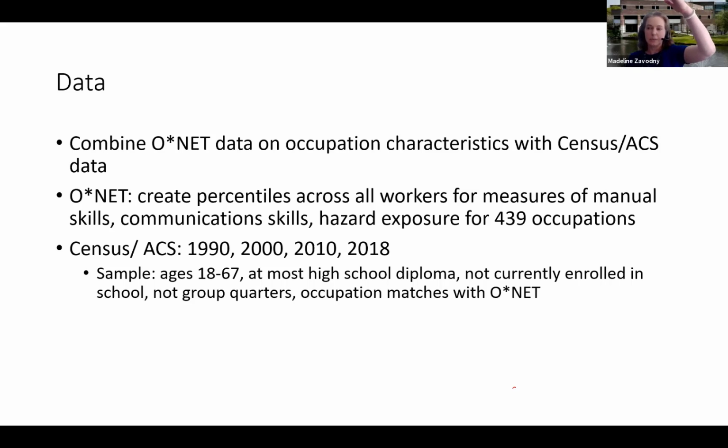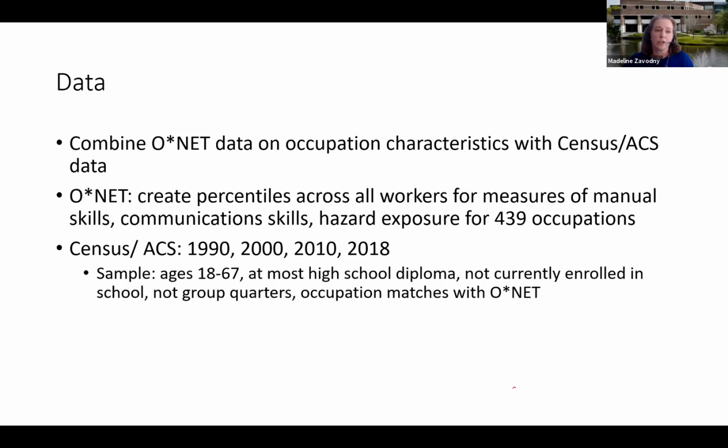If you're in the 90th percentile for communication skills intensity, then 90% of occupations are less communications intensive than your occupation is. So we take these ONET data for 439 occupations, and then we merge them into IPUMS data from the decennial census and the American Community Survey for the years that you see here: 1990, 2000, 2010, and 2018. Again, we're going to focus in the paper on just what we're calling less educated workers, those who at most have a high school diploma.